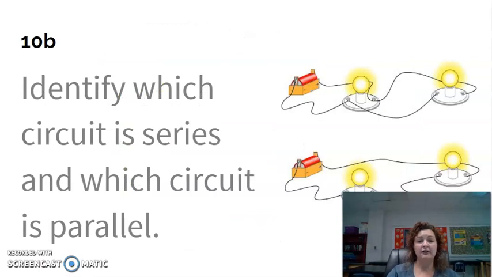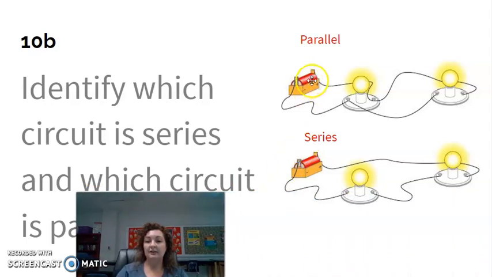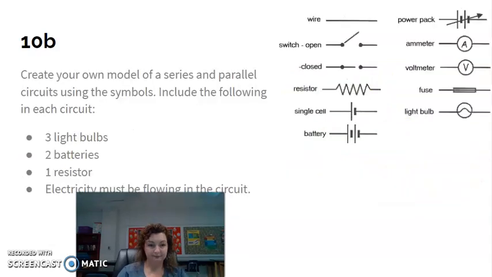Right here, you had to identify which one's series and which one's parallel. Hopefully at this point, it's easy for you, right? You can see that this one here, going from negative, I can go across and around, that's 1. And I can go all the way around, and that's 2. And this one, I only have the option to take the one pathway, so it's series.